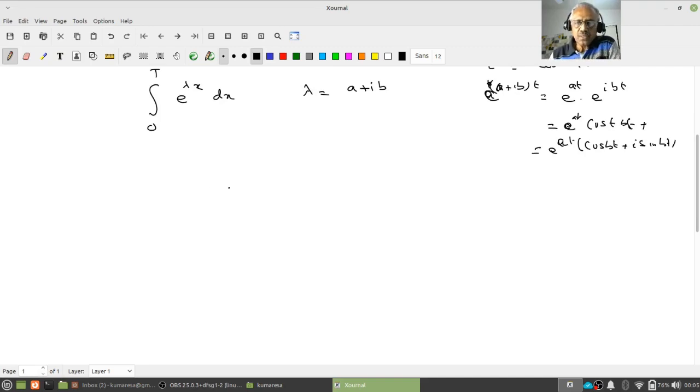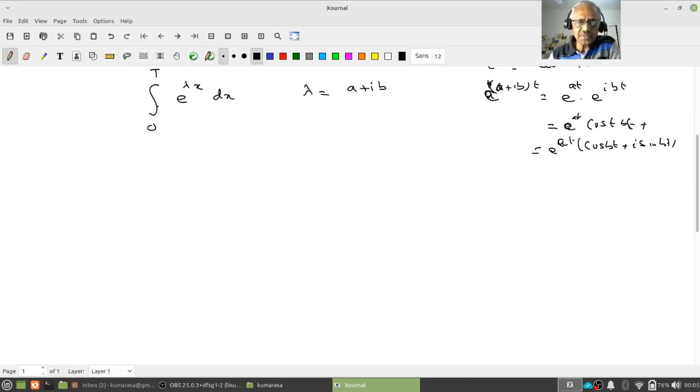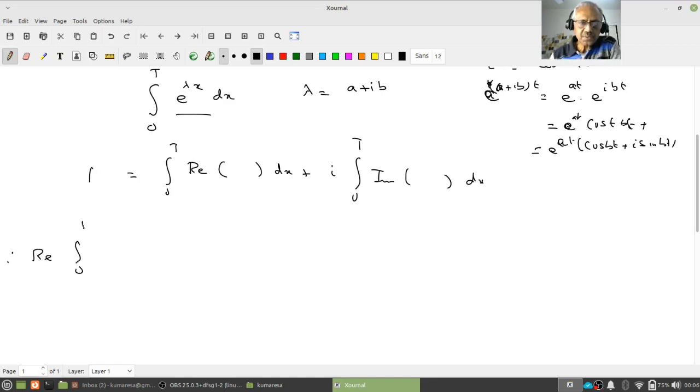Now, what is it that I have to compute? I have to compute this integral, and remember this is a complex valued function. Therefore this is equal to the integral from 0 to t of the real part of this dx plus I times the integral from 0 to t of the imaginary part of this dx. Therefore the real part of this integral from 0 to t of e power lambda x is the integral from 0 to t of the real part of e power lambda x dx.